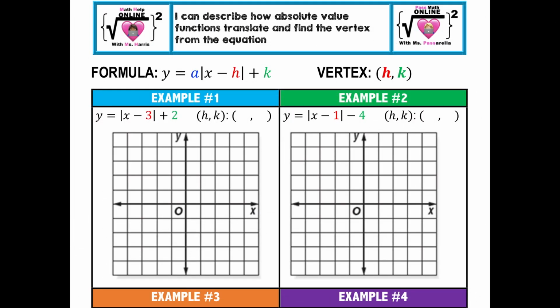Hi friends, in today's lesson we're going to be graphing absolute value functions and describing how they translate, or how they move, if we think about comparing them to the parent function, which is the absolute value of x. First, I want to start by addressing our formula. With these examples that we're taking a look at today, our value for a, or that coefficient that's being multiplied by the absolute value, for each of these examples is going to be 1.